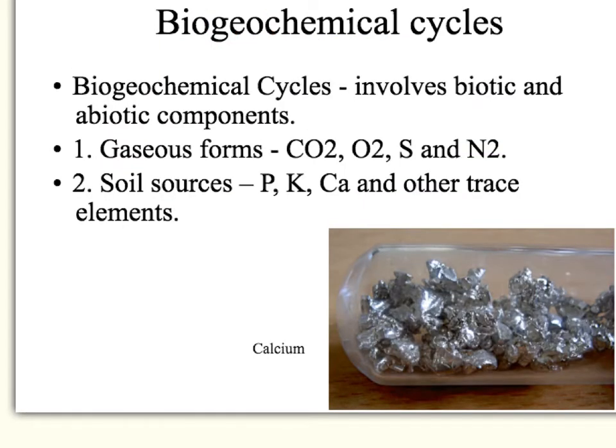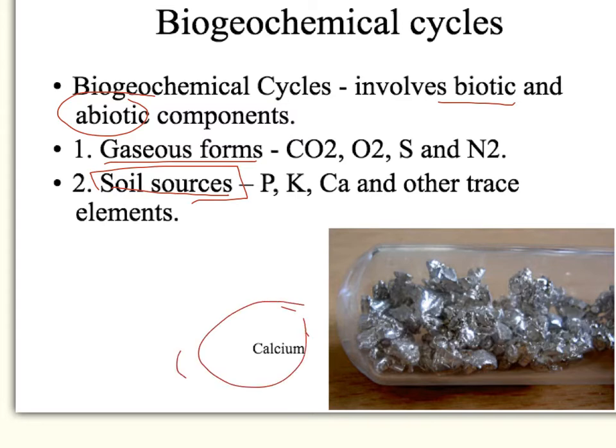So the biogeochemical cycles, they involve biotic and abiotic components. We're going to talk about gaseous forms like carbon dioxide, oxygen, sulfur, and nitrogen. And more of, you could say a solid, or I guess a solid would be the best term, forms that we find in soils. So we talk about phosphorus, potassium, calcium, and other elements. I have a picture of calcium down here.